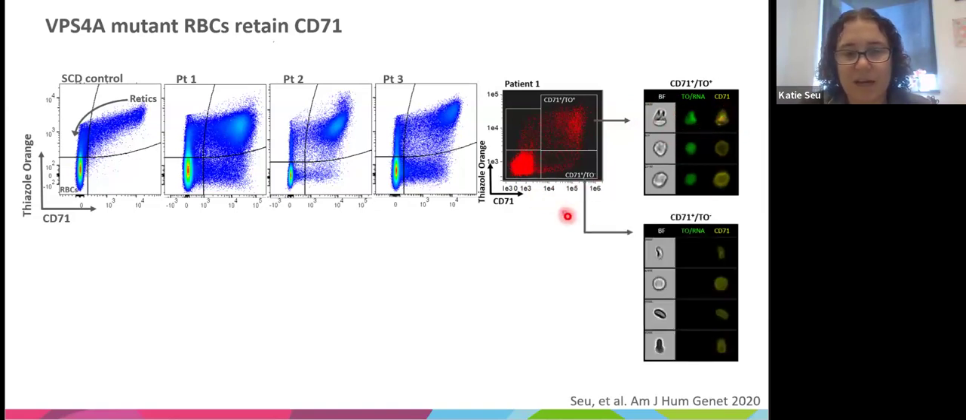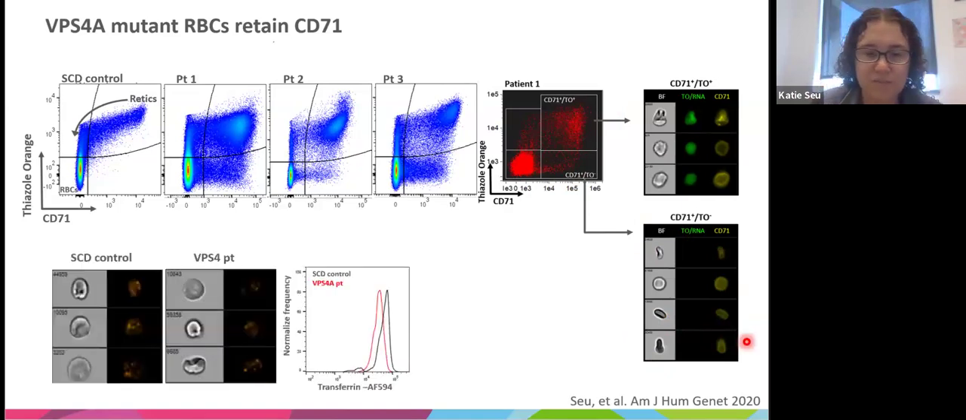Down here, we have the CD71 positive TO negative population, and these, as you can see, are very clearly intact cells with CD71 retained on their membranes, and they have more matured membranes. They have smaller membranes with starting to have a biconcave disc shape. So these are more matured cells, suggesting this is maybe an alternate maturation path for them, and some sort of difficulty in clearing the CD71 from their surface.